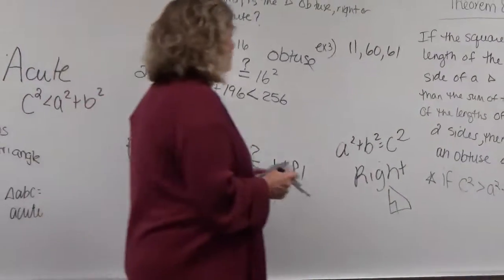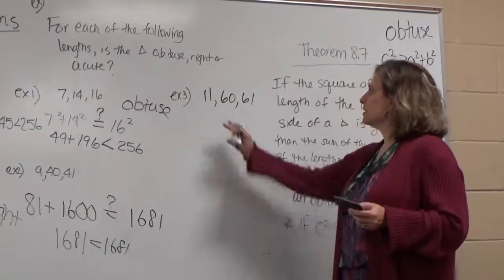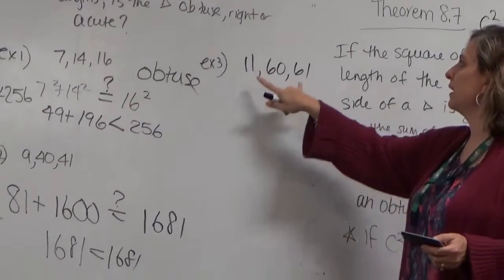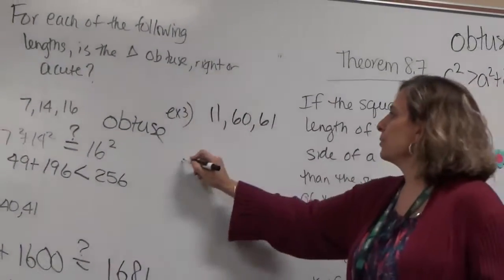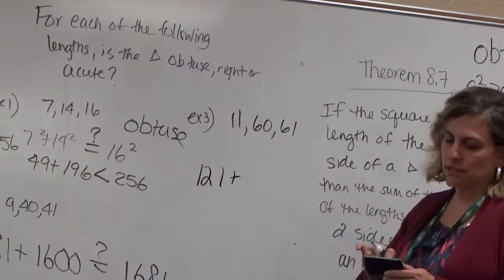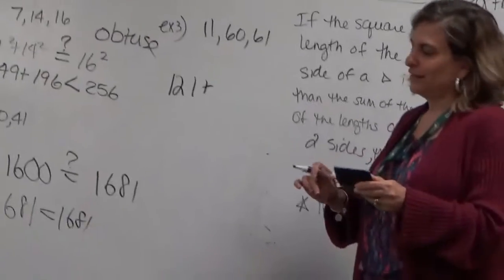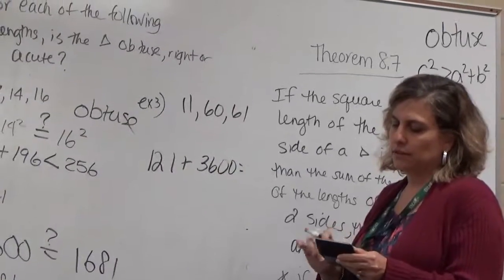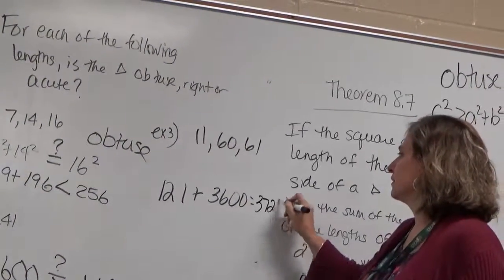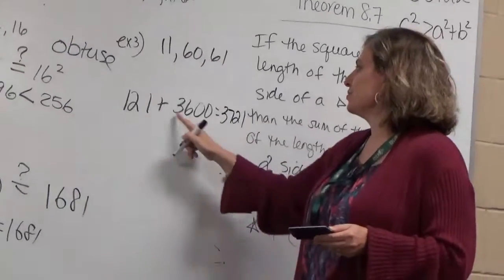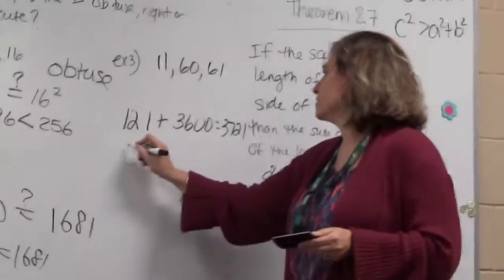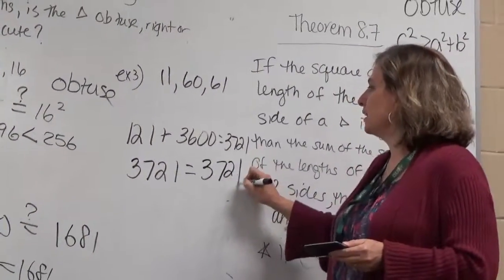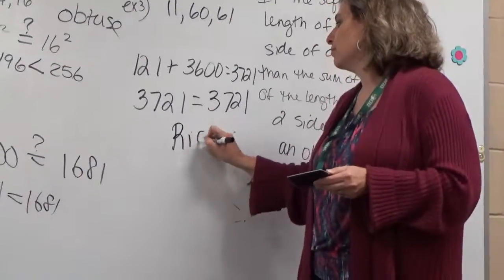Okay, my last example, I'm going to erase this, is 11, 60, and 61. Those added together are bigger than that, so it can be a triangle. 11 squared is 121. 60 squared is 3600. 61 squared is 3721. 3600 plus 121 is 3721. 3721 equals 3721. When they equal, it's going to be right.